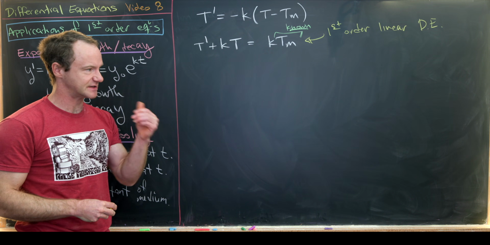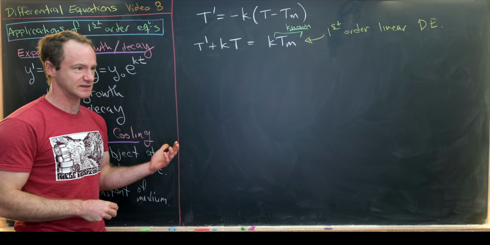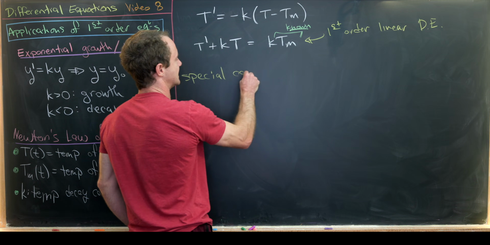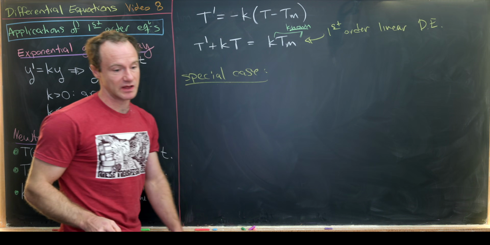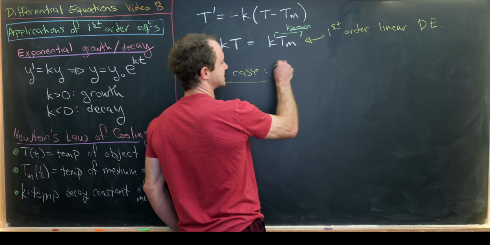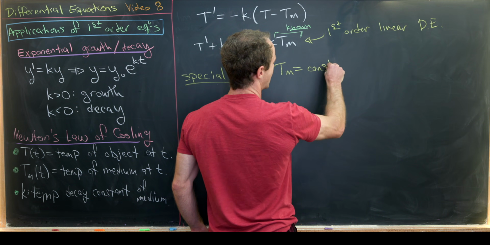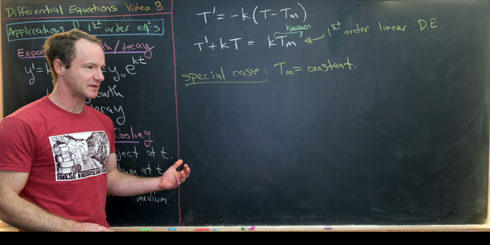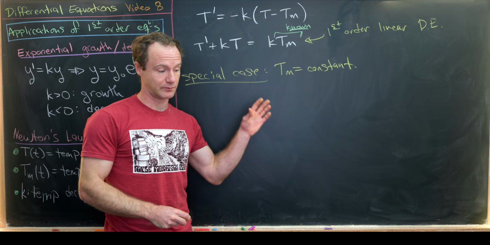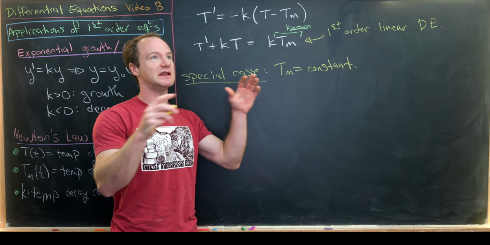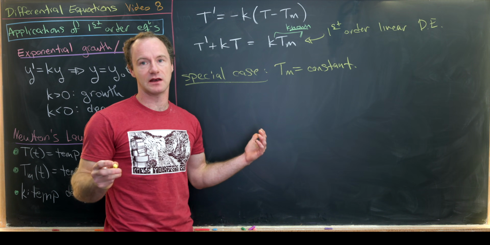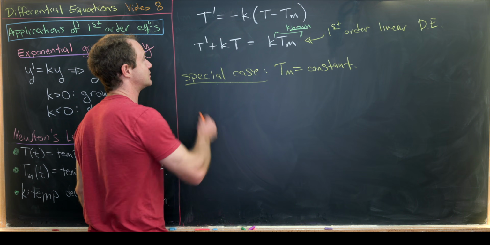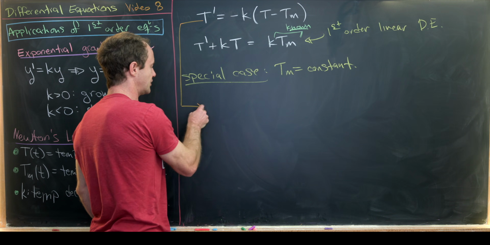So let's look at a special case of this, and this special case is generally what is presented in these types of courses. Let's say our special case is when Tm is a constant. In other words, the temperature of the medium is not changing. That would be something like taking bread out of the oven and putting it at room temperature. The medium there would be the air in the room, and if you've got climate control, then that air is not changing temperature.